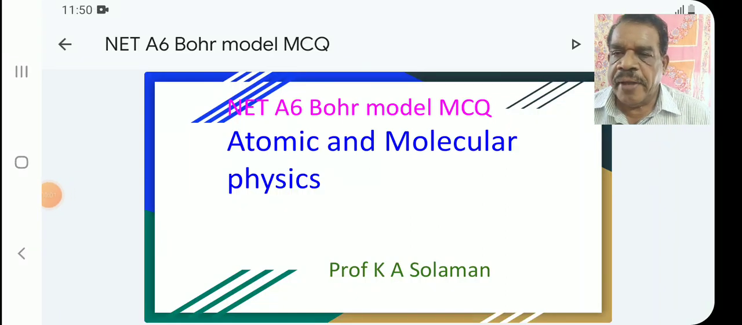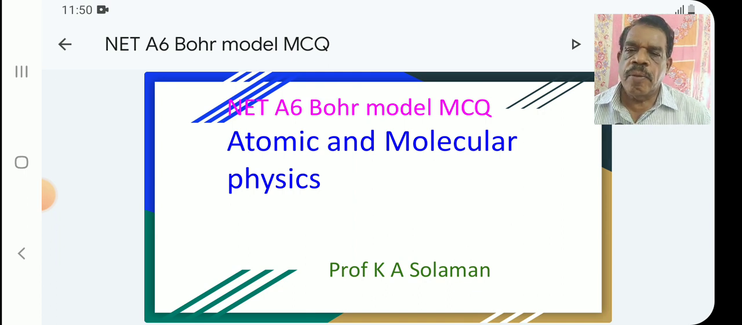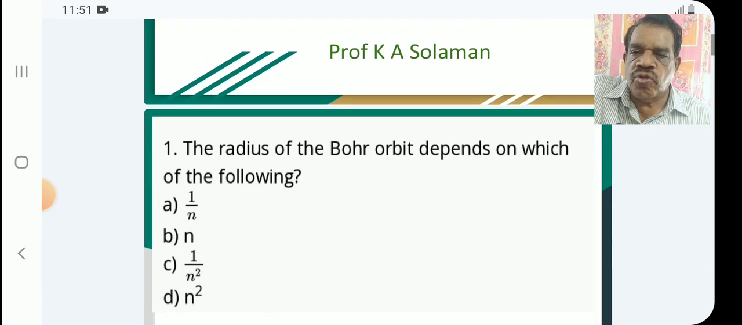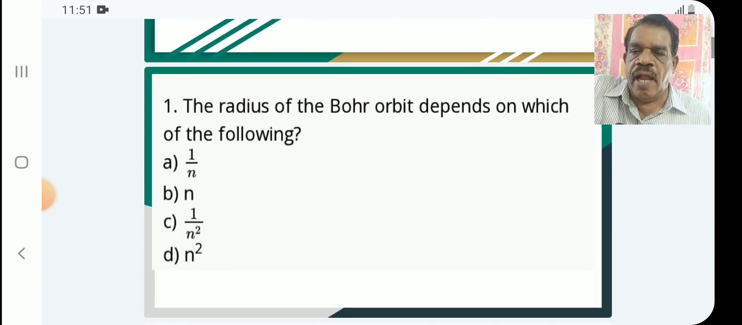Welcome to CSIR JRF NET examination questions, and this is class number A6 from Atomic and Molecular Physics. Today the topic is the Bohr model of the H atom, multiple choice questions. 8 questions are discussed in this class.